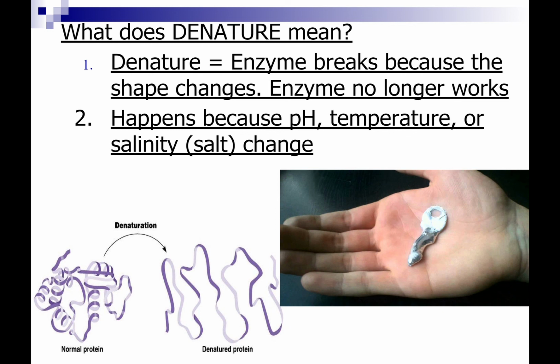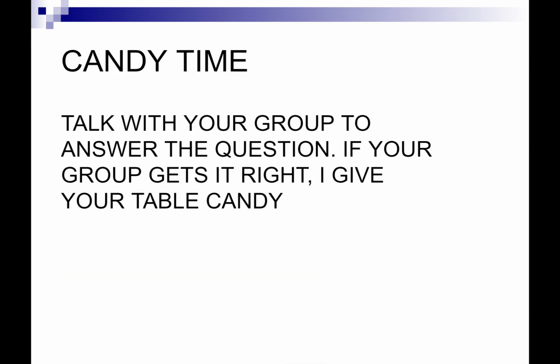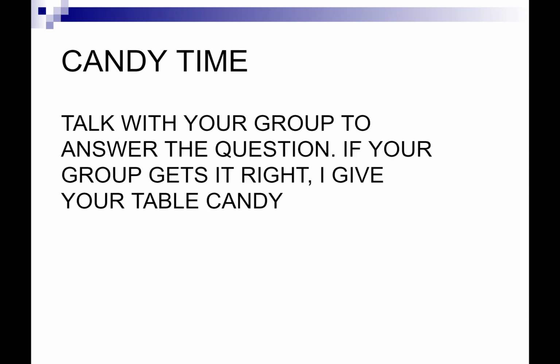This also includes if something's too salty. That's why some animals die when there are too many salt particles inside them. The proteins denature, they break, and now we can't do our reactions anymore. Right? So again, here's an example of denature, a key breaking. Now, that brings us to our final lesson.